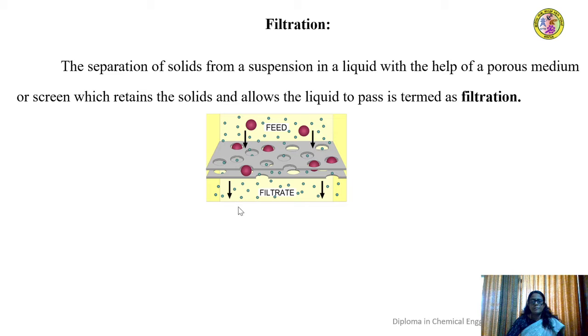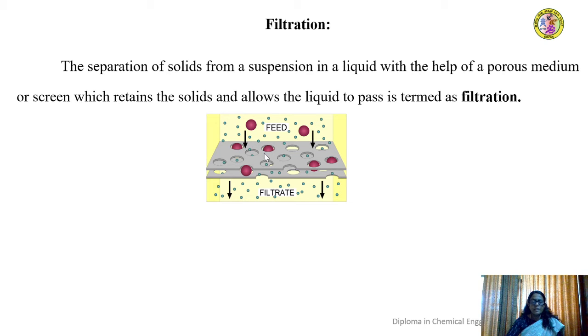So this is a simple diagram explaining how you can achieve the separation of solids from a liquid by using filtration operation. See, this is the screen or the porous medium that we are using to achieve the separation of solids from liquids. This feed is nothing but the suspension or the slurry, which will be admitted to the upper side of the filter medium, and the solid particles, being larger in size compared to the pore size of the filter medium, cannot pass through the filter medium.